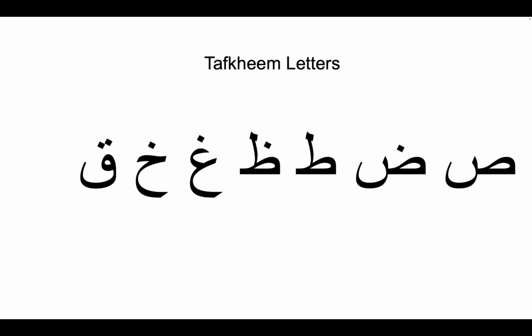Next, we have the tafkhim letters, and these are the letters that are always pronounced heavy, as if your mouth is full of food or as if you sound like an opera singer. We're going to go over tafkhim and tarqiq in a future video. But the tafkhim letters are sad, dad, ta, za, ghayn, kha, and qaf. These are always pronounced heavy.